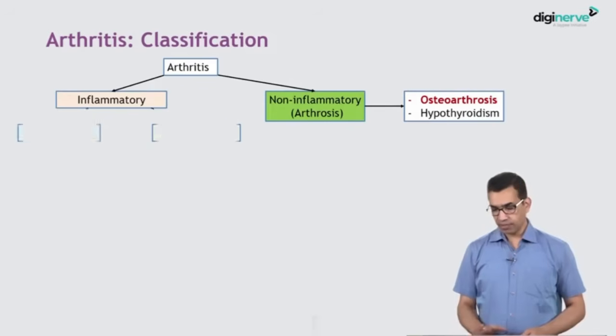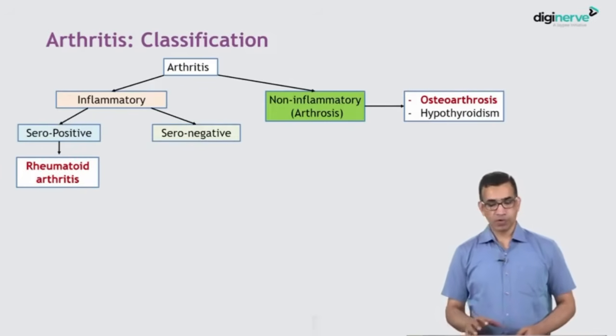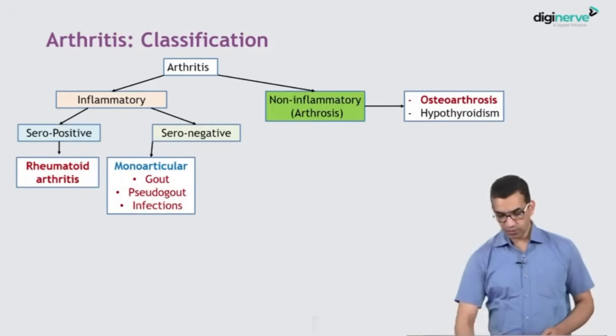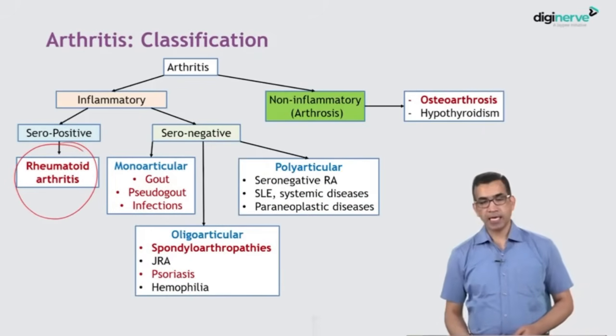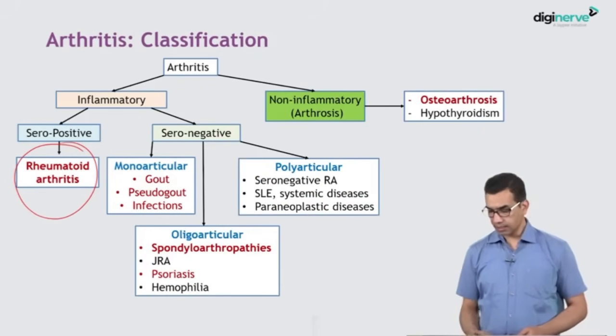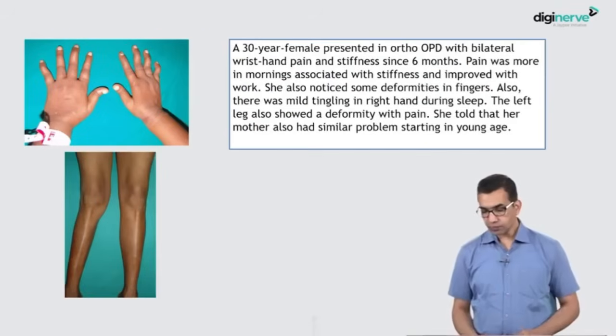This is the same classification which we discussed when we started with osteoarthritis. We are going to discuss typically rheumatoid arthritis in this session, but the ones which are highlighted in red will also be discussed in other sessions.